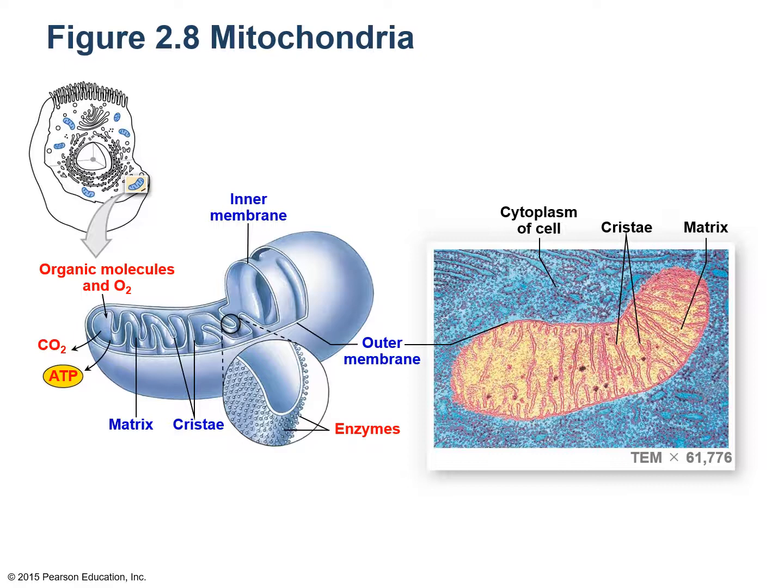On the cristae, there are special proteins which are enzymes. Enzymes are biocatalysts. That means they help to speed up chemical reactions. And these enzymes are used to break down food, organic molecules, using oxygen. And the end product of this reaction is carbon dioxide and ATP, again adenosine triphosphate, which are the stored energy source.